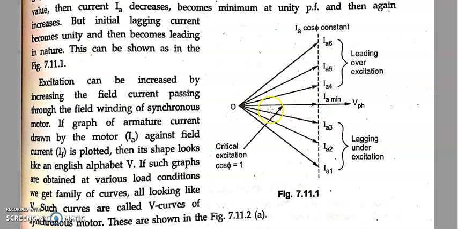Again coming to this line, you can see cos phi is equal to 1. So this is the condition where IA will be minimum. IA, that is armature current drawn by the motor, will be minimum, because phi will be exactly equal to 0 and cos 0 is equal to 1. Again further if I over excite, you can see that IA value will increase, yes or not? This is the IA4 value, and when compared to IA minimum, IA4 value is increased. Furthermore increasing the excitation, IA5 value is greater than IA4. Again furthermore increasing, IA6 value is greater than IA5 as well as IA4.